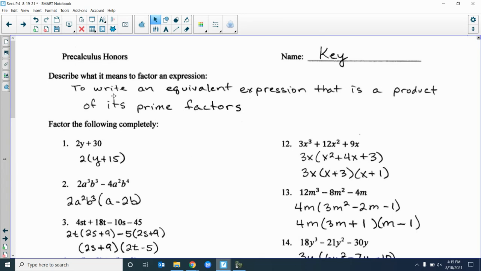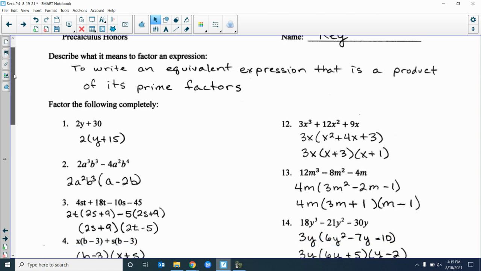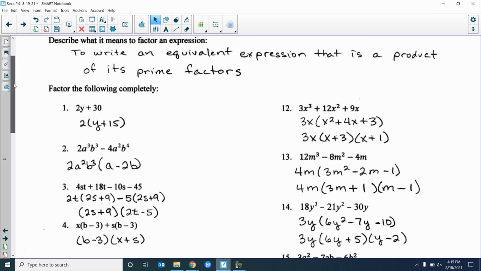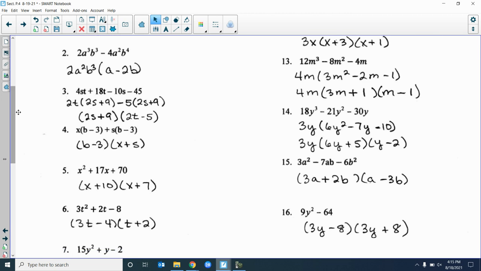I'm going to just finish up the factoring. Everybody should have submitted the worksheet from yesterday. Here's the answer key. I'll scroll through it, so check your work and pause it as you need. But all problems factor at least once.